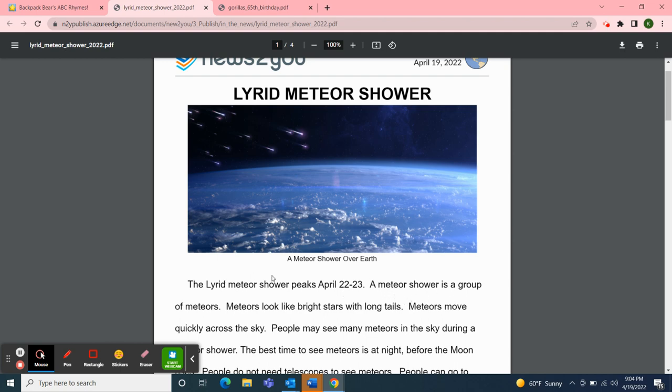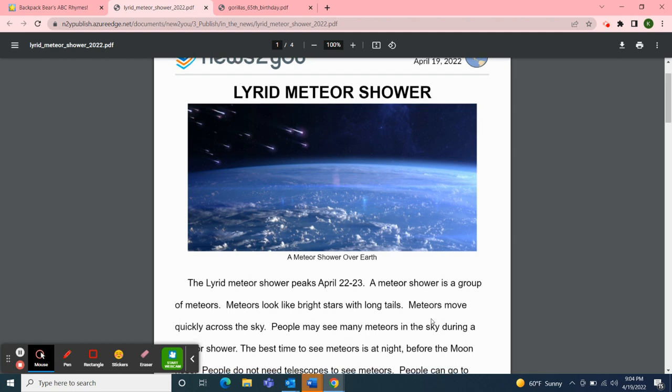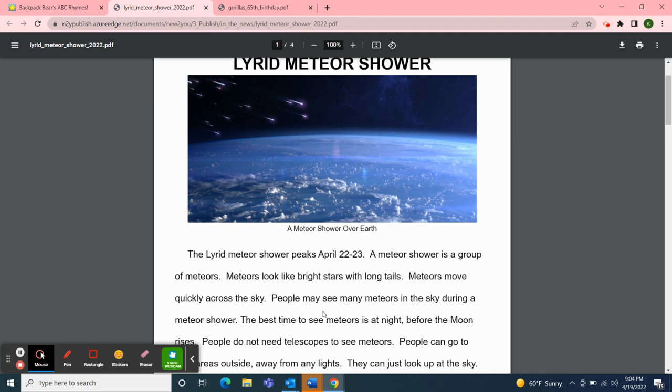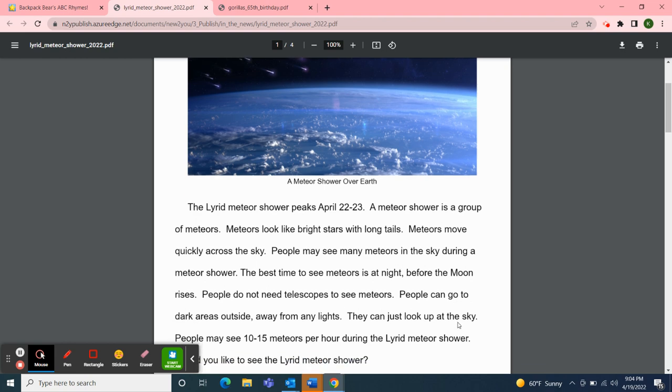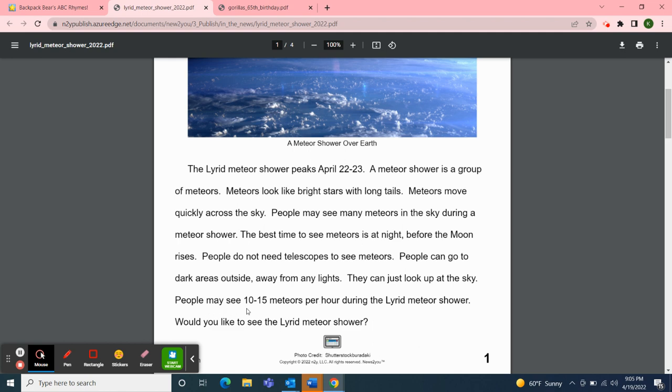A meteor shower is a group of meteors. Meteors look like bright stars with long tails. Meteors move quickly across the sky. People may see many meteors in the sky during a meteor shower. The best time to see meteors is at night, before the moon rises. People do not need telescopes to see meteors. People can go to dark areas outside away from any lights. They can just look up at the sky. People may see 10 to 15 meteors per hour during the Lyrid meteor shower. Would you like to see the Lyrid meteor shower?